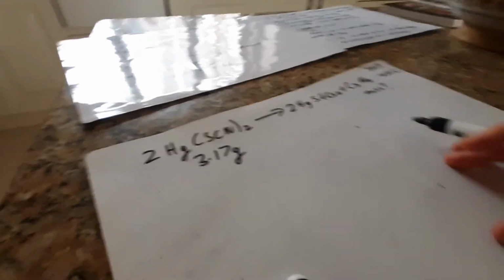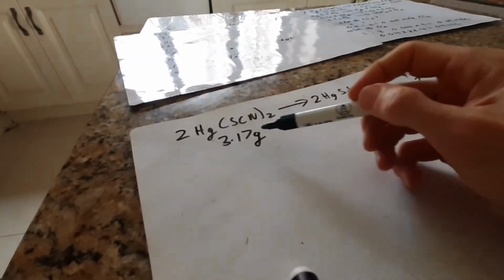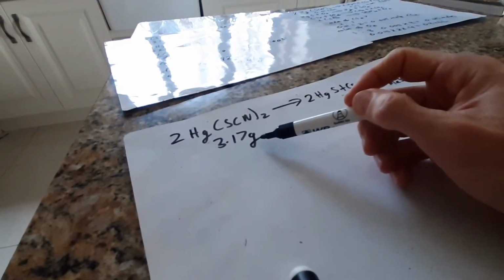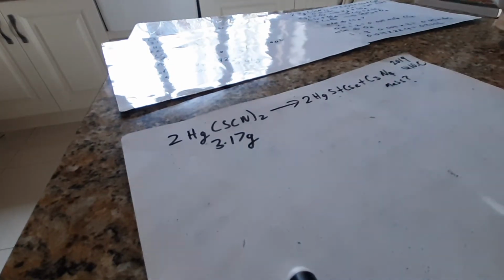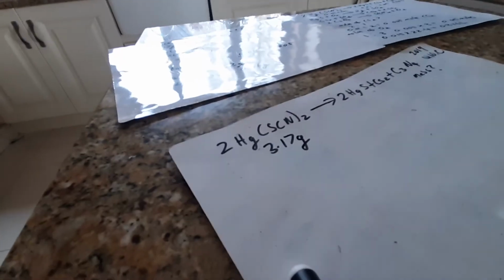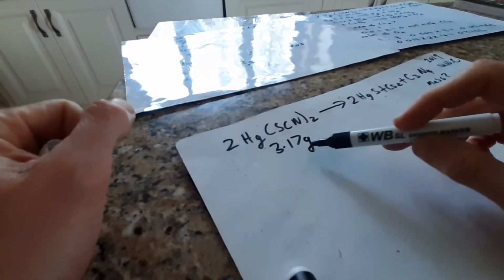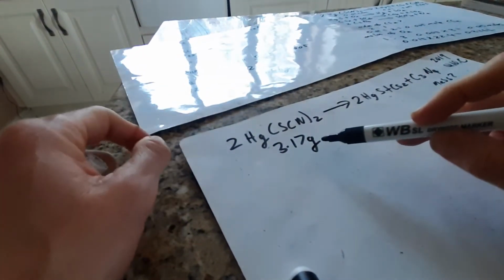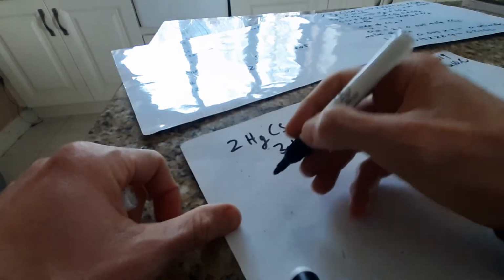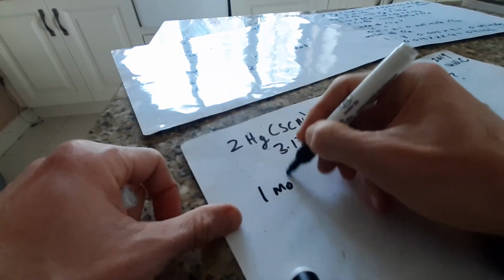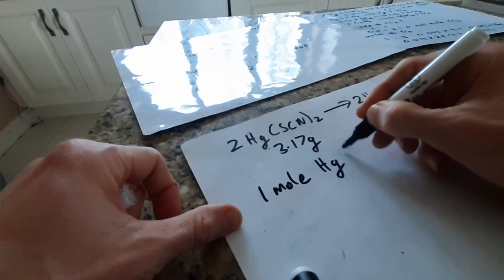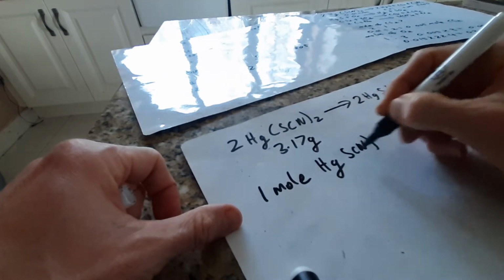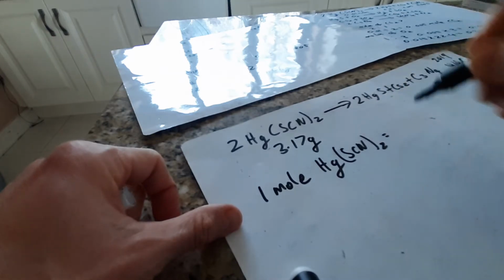So the first thing that I've done is I've written out the equation. I've written the information underneath the part that's relevant. And I've written down what I'm looking for, which is the mass here, okay? So the first thing that we're going to do is, because we've been given the mass of the reagent, we're going to work out how many moles that is. So we're going to go to our periodic table, and we're going to work out what 1 mole of HgSCN2 is, okay? We're going to tot all that up.